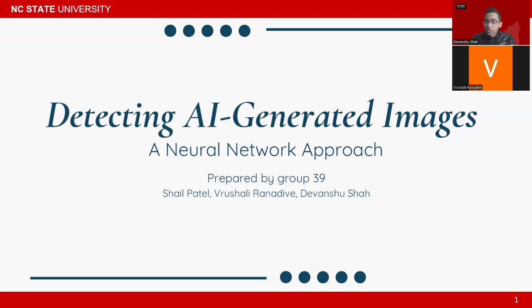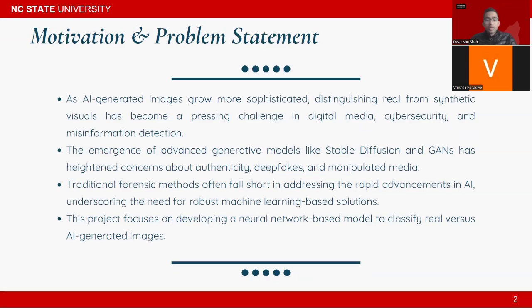The goal of this work is to address the growing concern of distinguishing real images from those generated by artificial intelligence. With the rapid advancement of generative models like Stable Diffusion and GANs, AI-generated images have become increasingly convincing. This raises challenges in digital media integrity, cybersecurity, and misinformation detection. Traditional forensic techniques are no longer sufficient, prompting the need for robust machine learning solutions. In our project, we developed a neural network-based approach to classify real versus synthetic images.